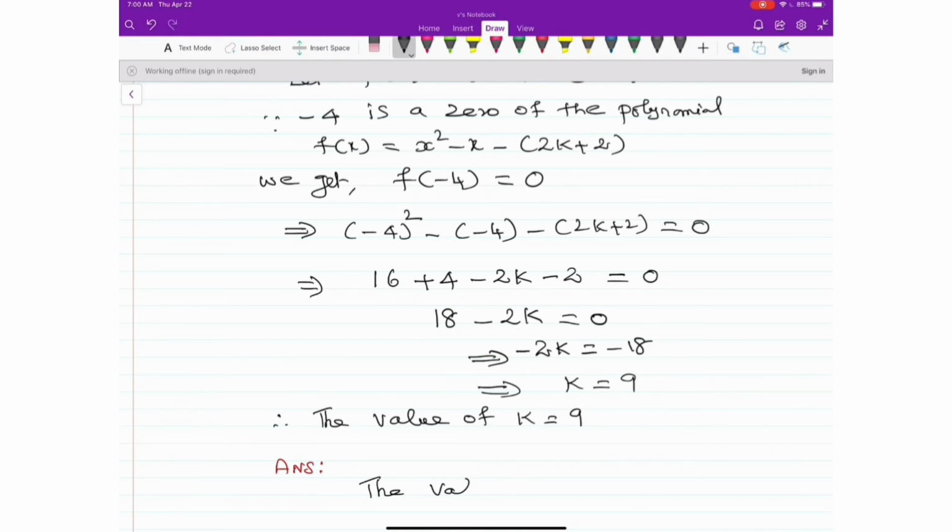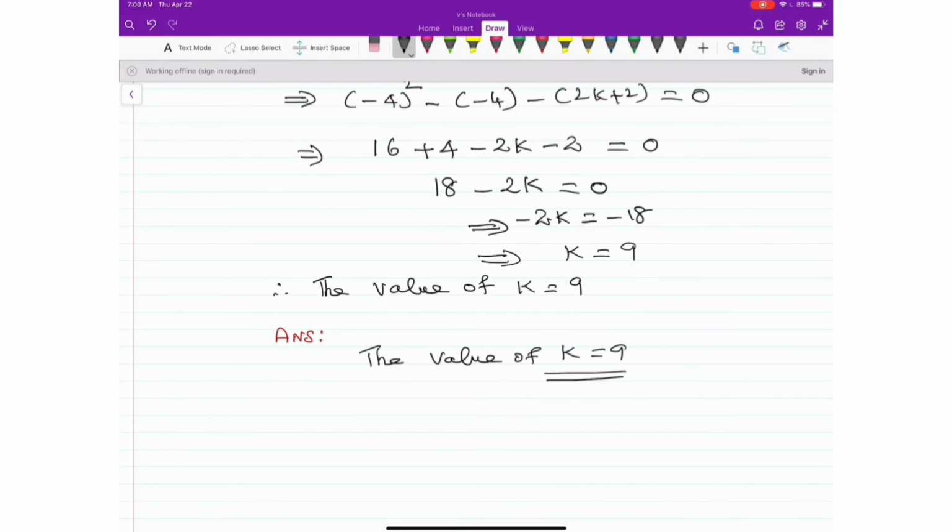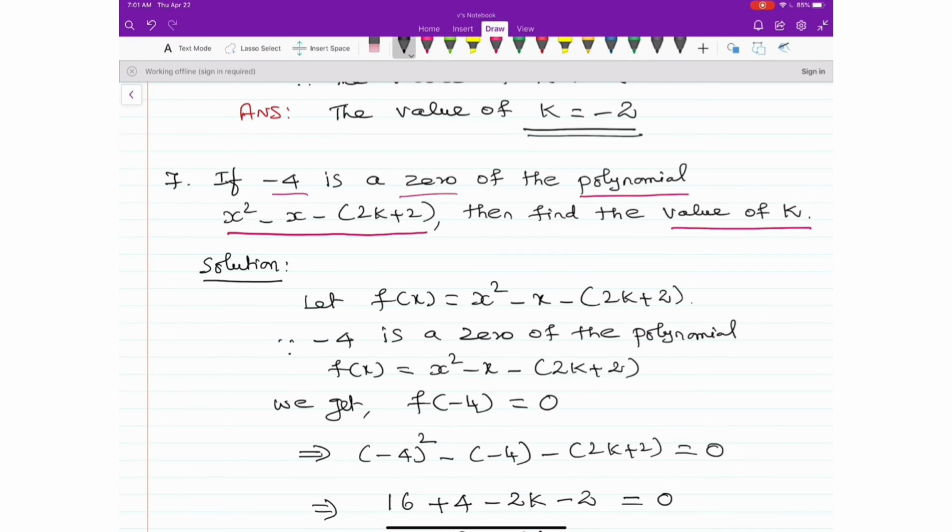The value of k is equal to 9. So this will be your final answer. With that, we have come to the end of today's session. I have worked out 7 questions from previous year's question papers. I will be doing one more video based on the same concept of finding out the zeros of the polynomial and the relationship between the zeros and the coefficients of the given quadratic polynomials from the previous year's question papers.